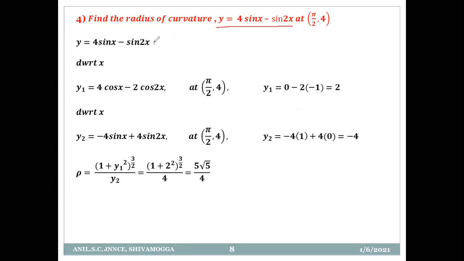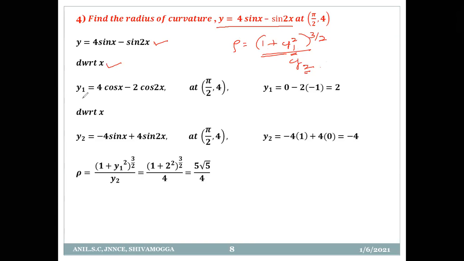Let y is equal to 4 sin x minus sin 2x. And we know that rho is given by (1 plus y1 square) whole power 3 by 2 divided by y2. Therefore, we shall find y1 and y2. Differentiate with respect to x.